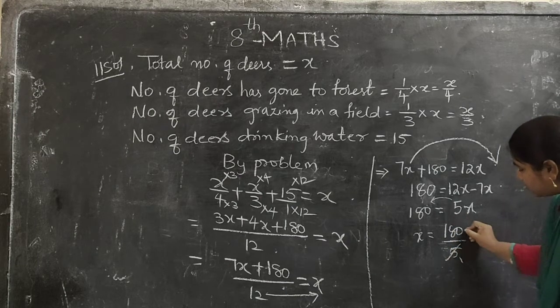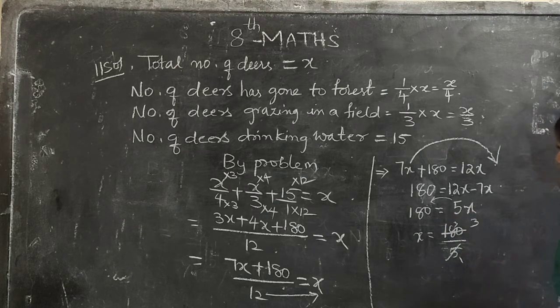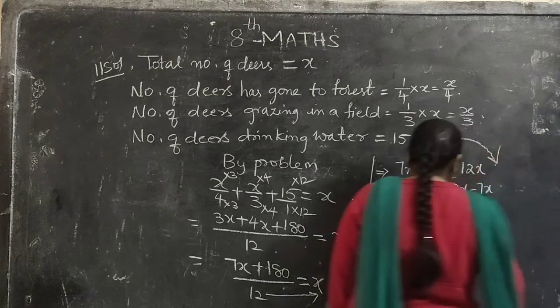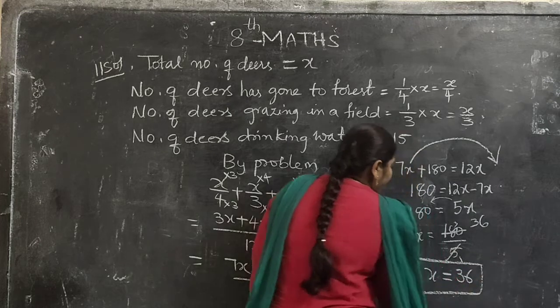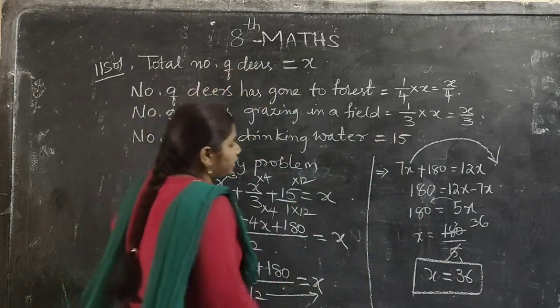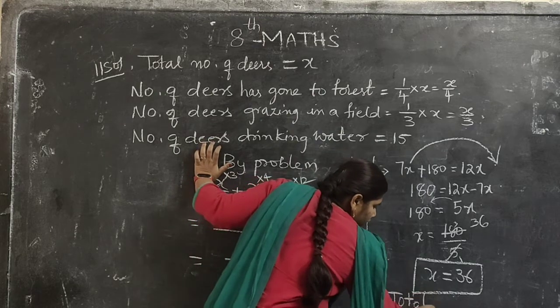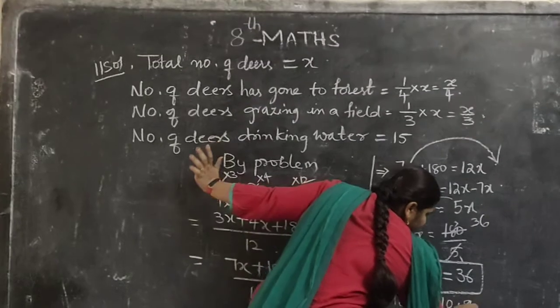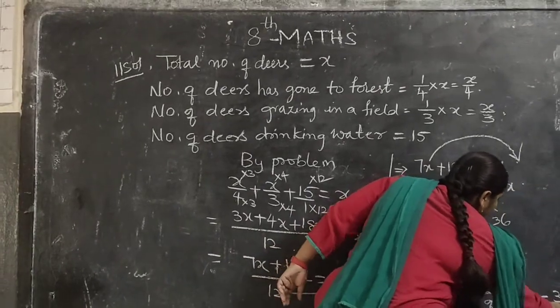So 5 ones are 5, 5 threes are 15. 3 will be remaining. So 5 sixes are 30. So what is the x value here? X is equals to 36. X is nothing but total number of deers. So therefore total number of deers is equals to 36.